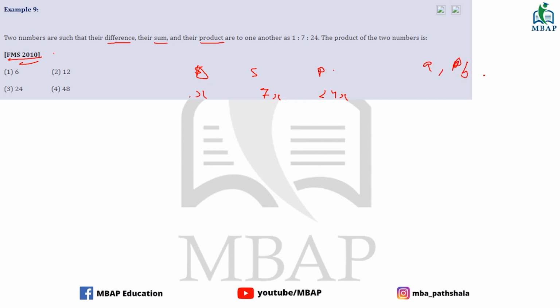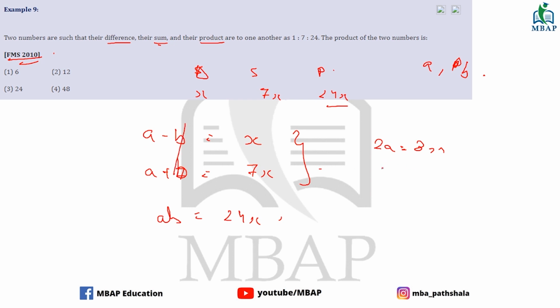Okay, so since the difference is x, that means a minus b is x. Their sum is 7x, so a plus b is 7x, and their product is 24x, so a into b is 24x. I can solve these two simultaneously, which will give me 2a is equal to 8x, because these two will go away. So a will become 4x, and if a is 4x, what can I say about b?